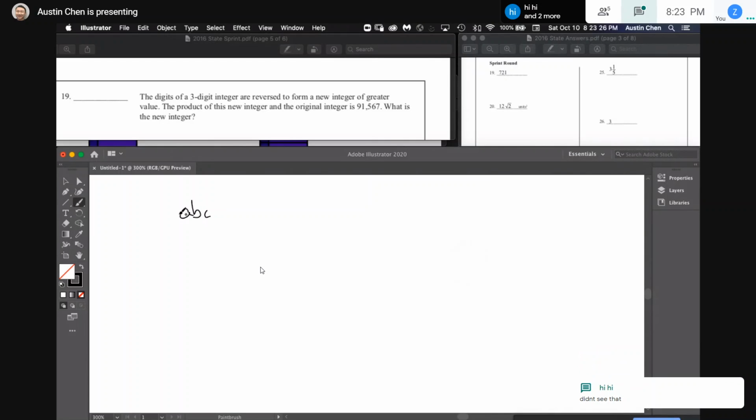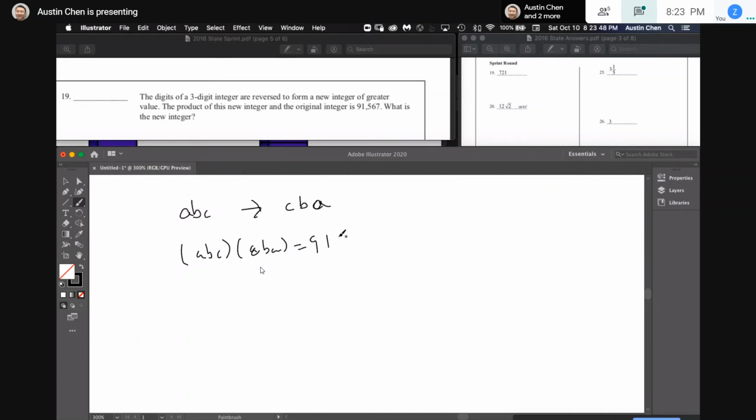Okay, so let's say we have a three-digit integer ABC, and A, B, C are digits. So we're reversing it to CBA, right? And this is our new integer. So first of all, we're saying that ABC times CBA is equaling 91,567. And we want to find what the new integer is. So the first thing I can think of, maybe, is to work with the units digit.